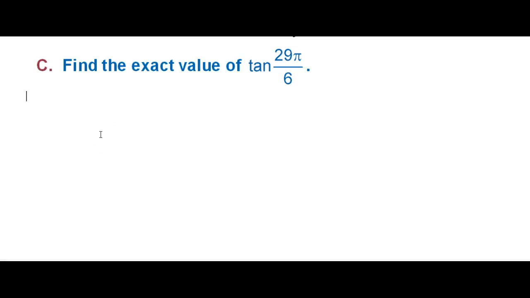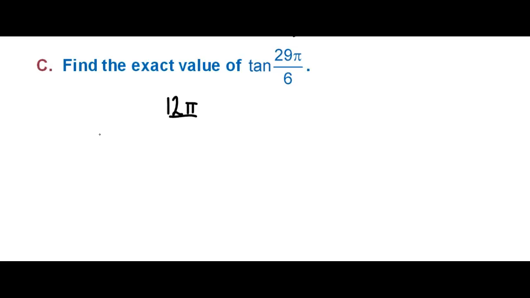So our last example is asking us to find the tangent of 29 pi over 6. So this is essentially going to be how many pi over 6s are we going to take to get a complete circle? And we know that 6 pi over 6 is a half a circle, that's pi. A full circle would be 12 pi over 6.